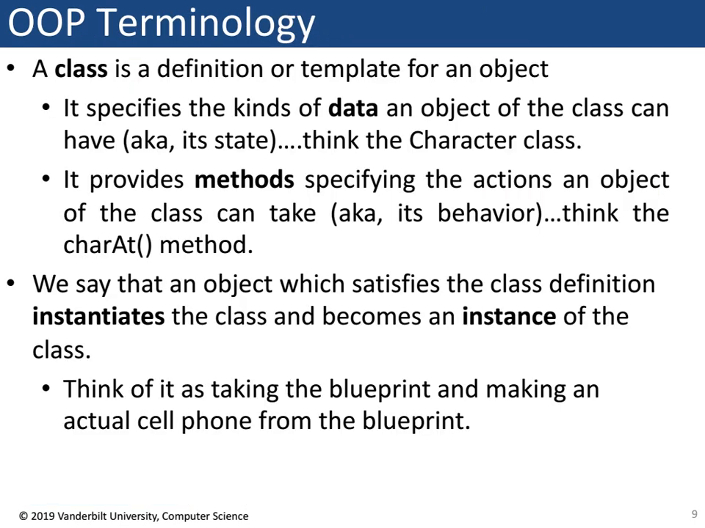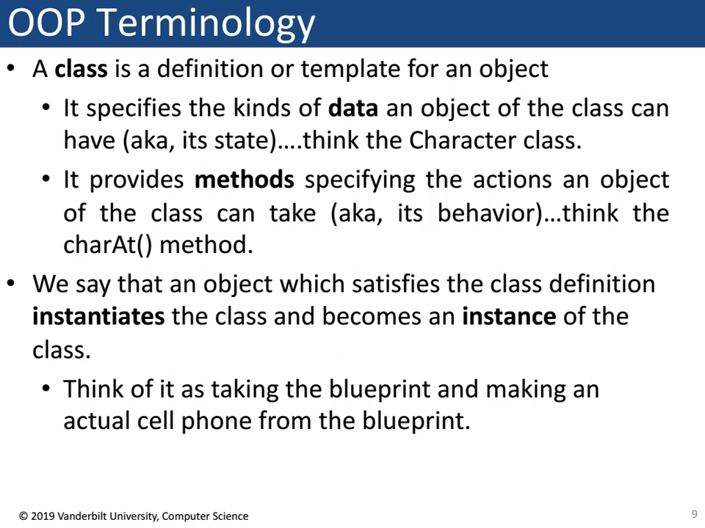So a class is the definition or a template or blueprint for an object. It defines what sorts of data an object of that particular class can store. So that would be its state information. And it also defines what methods are available for use with that object. So like with the String class, we have the charAt method. So when we have some object which satisfies our class definition, we say that this object instantiates the class. And it becomes an instance of the class.